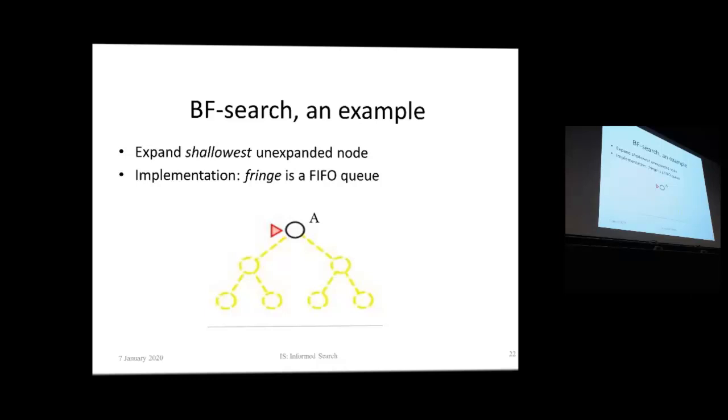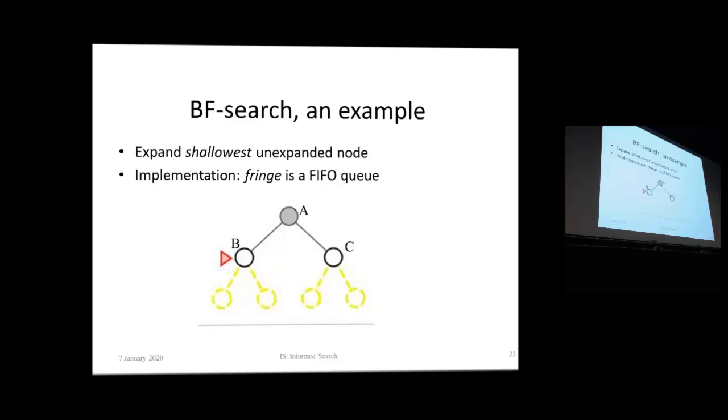This is the only node in the fringe, so we have to expand A. What we get are the two children of A, B and C, and we put them in the fringe. Then in the next round, we take out the first one. The first one is B.